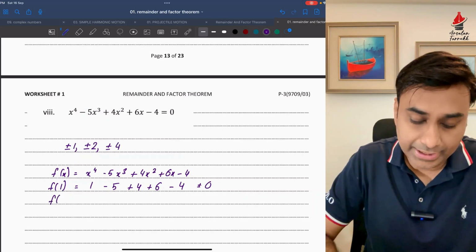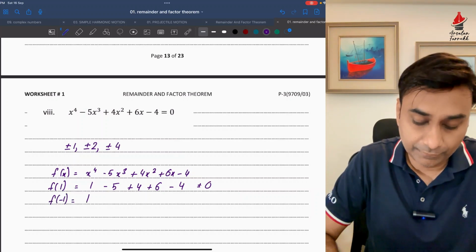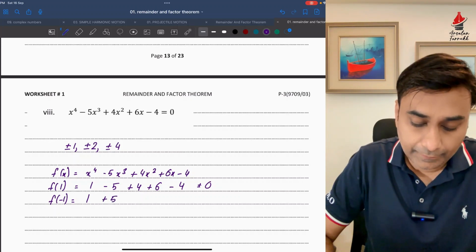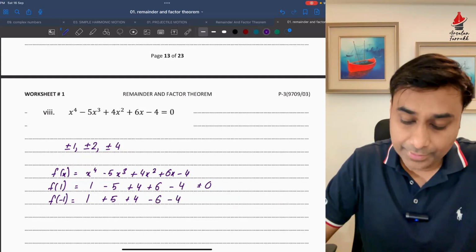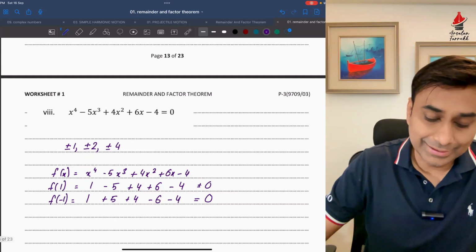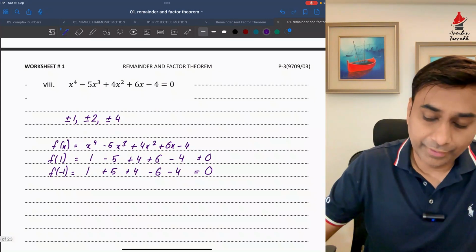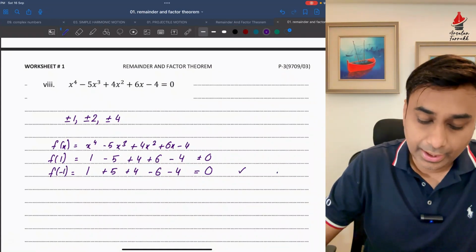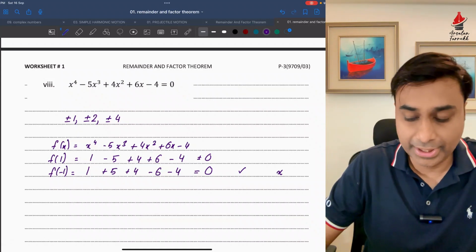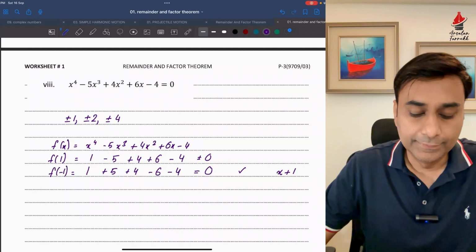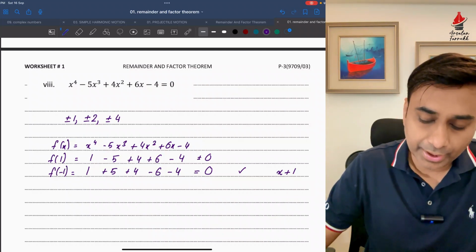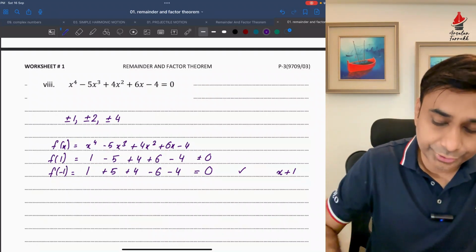Then I put minus 1 over here. That's going to be 1 plus 5 plus 4 minus 6 minus 4. So this is coming out to be 0, and that tells me that one of the factors is going to be x minus minus 1. That means x plus 1 is one of the factors. So I will not stop with my trials over here. I'm going to continue with my trials.